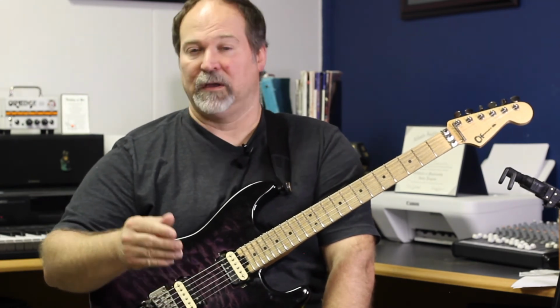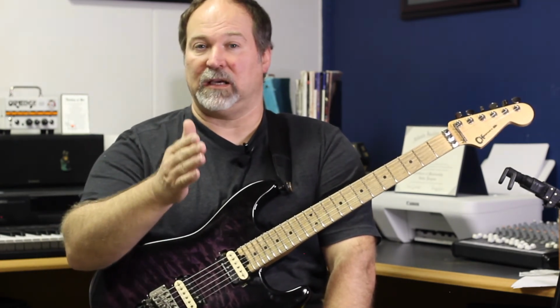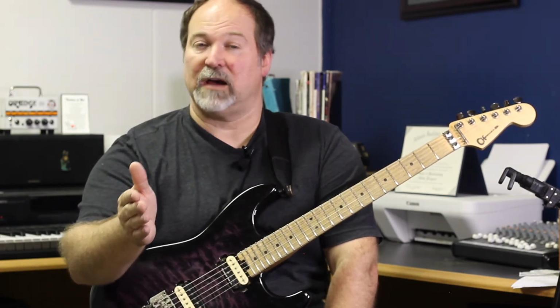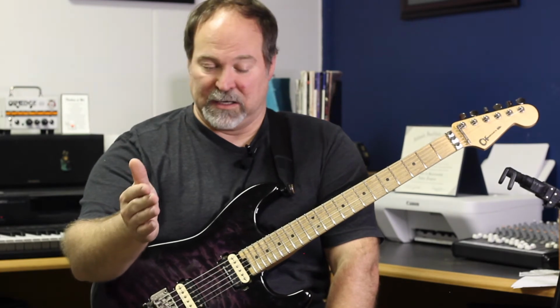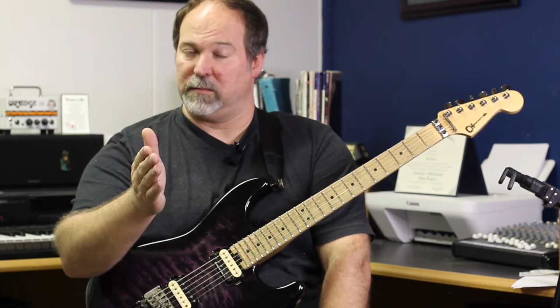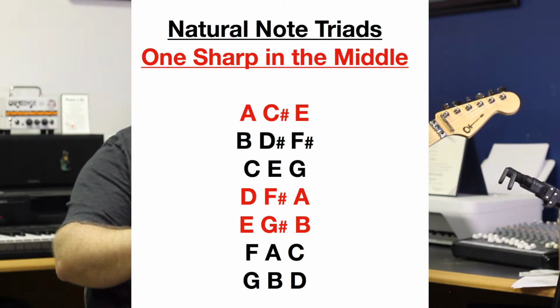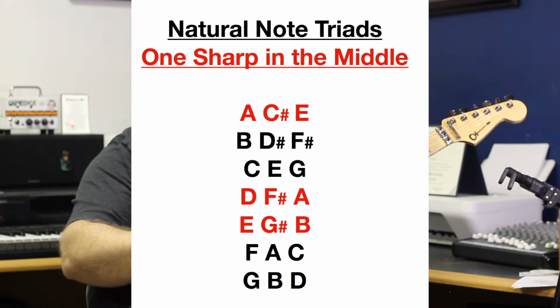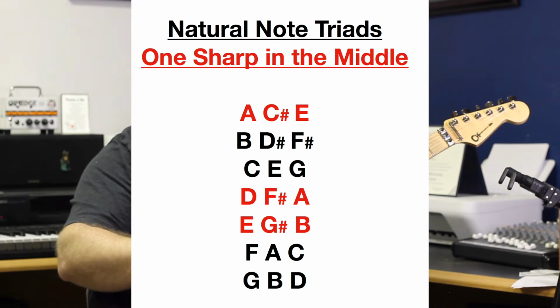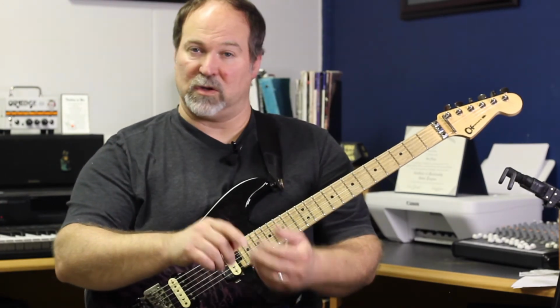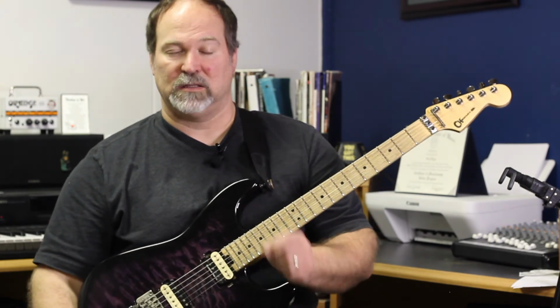And then we have E, G sharp, and B. And then we also have D, F sharp, and A. So those 3 have a sharp in the middle. A, C sharp in the middle, E. And then D, F sharp in the middle, A. And then E, G sharp in the middle, and B. So those have the sharps in the middle, so A, D, and E.